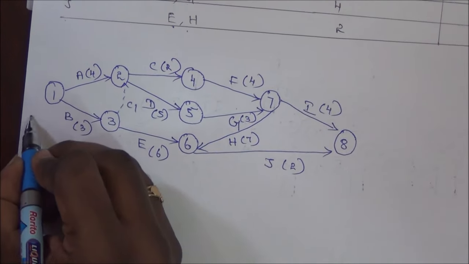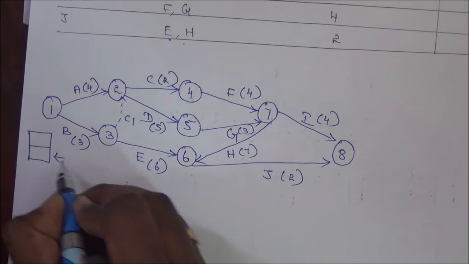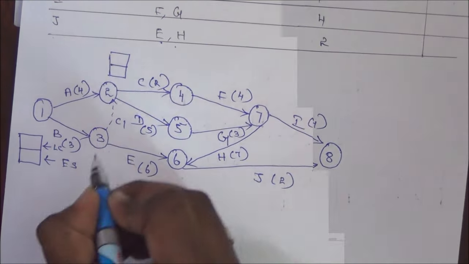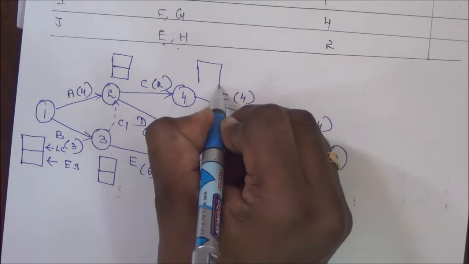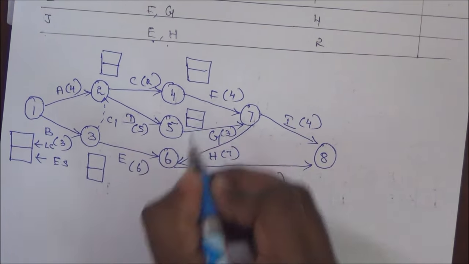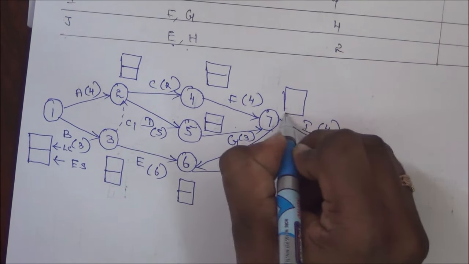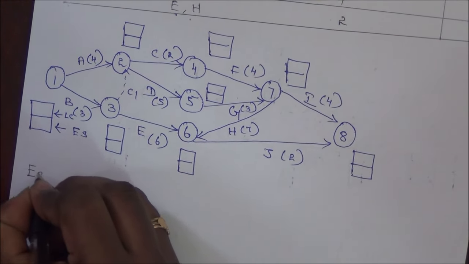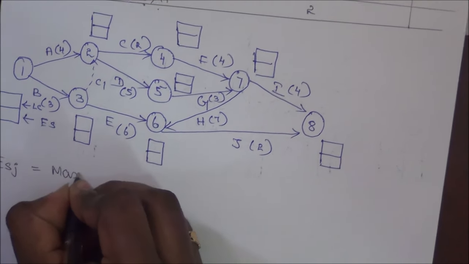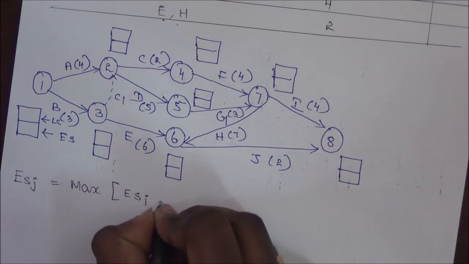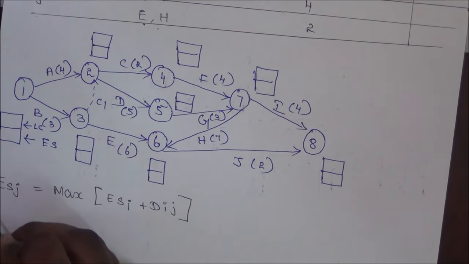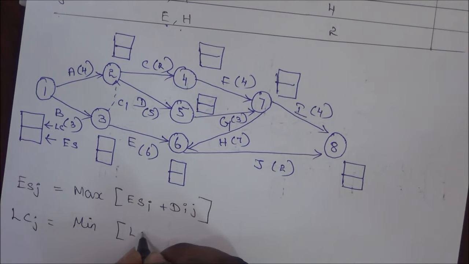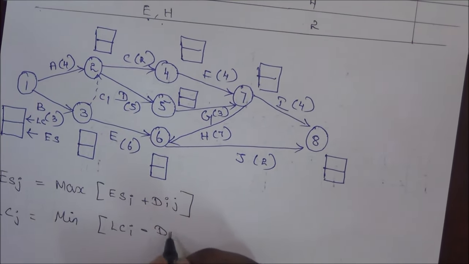So we have to consider each activity. This is called the earliest start time. This is the latest completion time. So for each activity we have to calculate the earliest start time as well as the latest completion time. The formula for calculating the earliest start time, that is ES_J, is equal to the maximum of ES_I plus D_IJ. Similarly, the latest completion time is equal to the minimum of the latest completion time minus D_IJ.